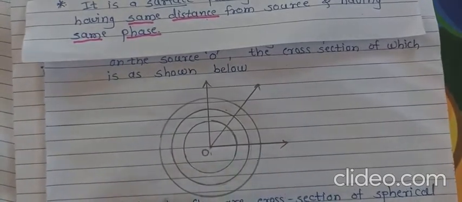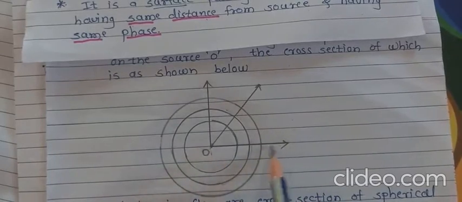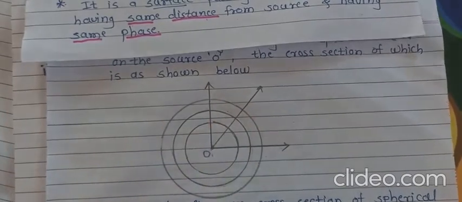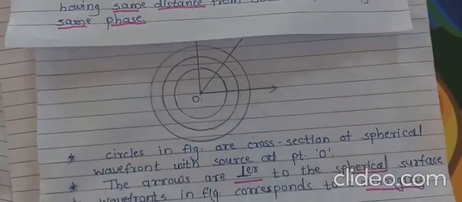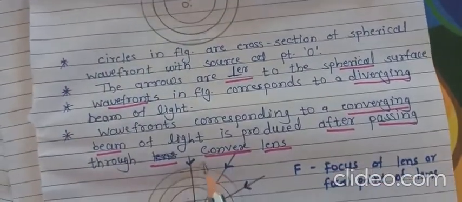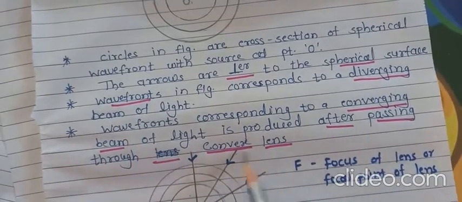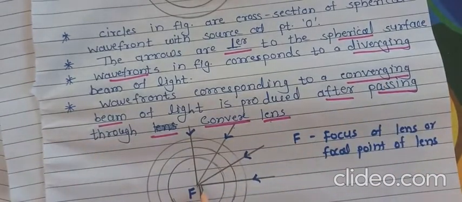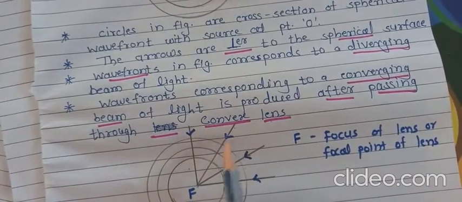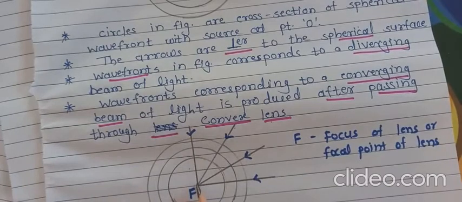In the figure, the wavefront corresponds to the diverging beam of light, that is, the light rays going away from the source. If we want the wavefront corresponding to a converging beam, it is produced after passing through a convex lens. To obtain a converging beam, the wavefront passes through a convex lens, then all rays converge on the focal point of the lens.